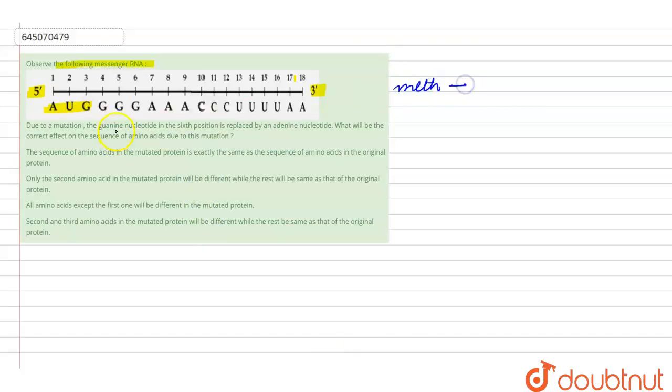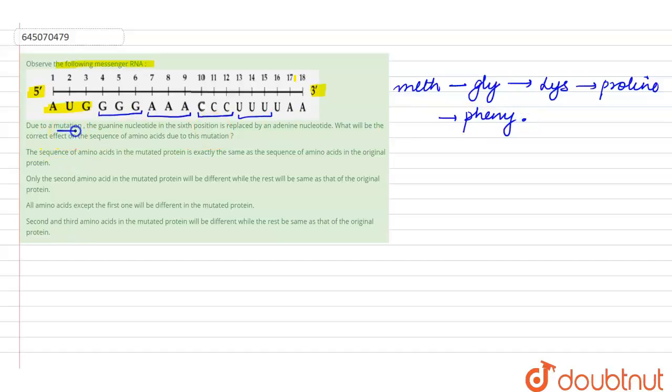This is methionine, followed by the next codon, that is GGG, which codes for the amino acid glycine. Then we have AAA coding for amino acid lysine here. And then we have the CCC, which codes for proline. Followed by this, we have UU, which codes for phenylalanine. So this is how the chain is going to be fixed up.